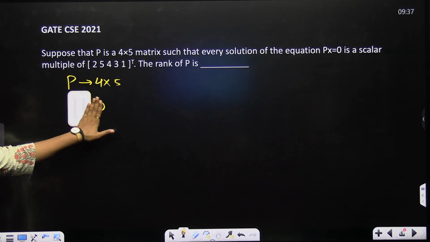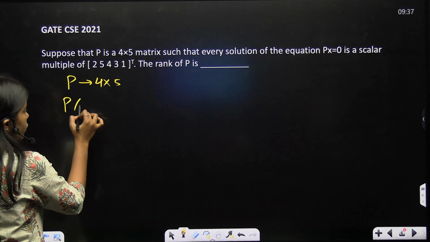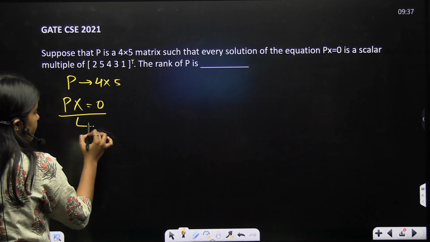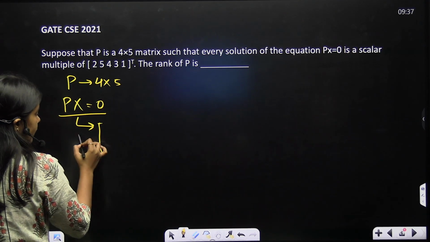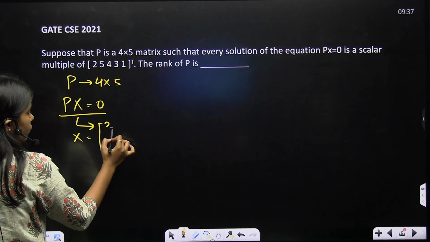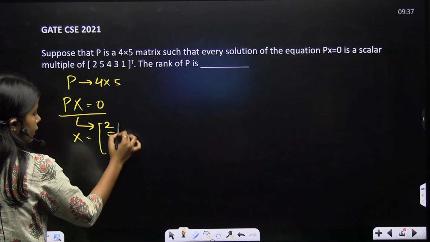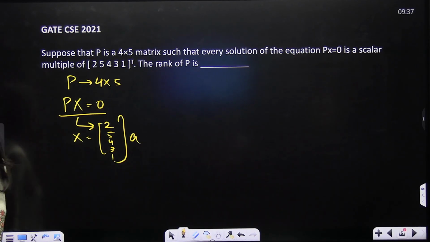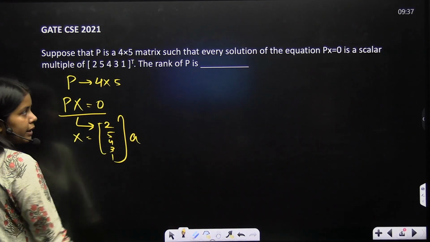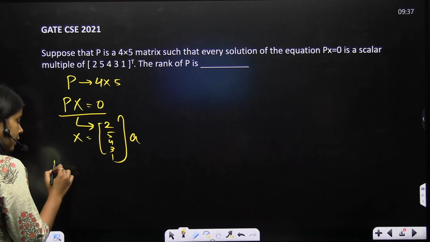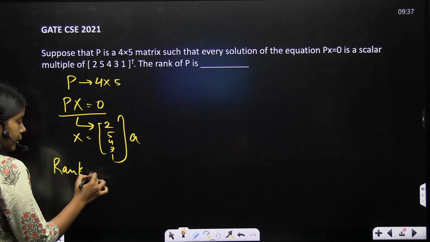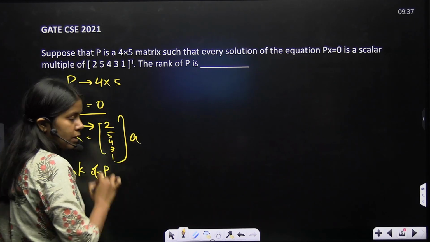So that means every solution for this system is a multiple of this. So that means x you are getting as 2, 5, 4, 3, 1. That means it is a multiple of this. You would take it as a, right, scalar multiple. So a can be any real number. You are getting infinitely many solutions. So they are asking rank of P. Rank of P. So x is equals to this vector.